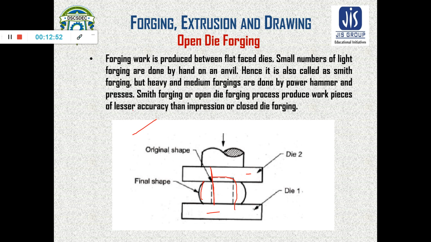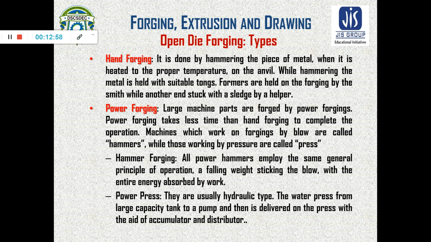It has lesser accuracy than impression or closed die forging. Now in case of open die forging, we can see the detailed classification of them. In case of open die forging, there are two main subtypes. First one is hand forging.